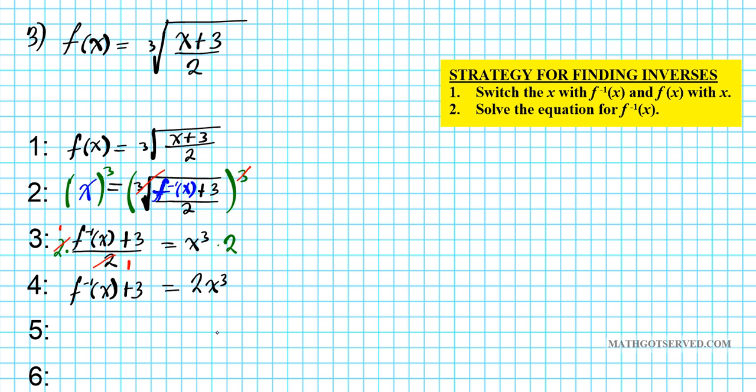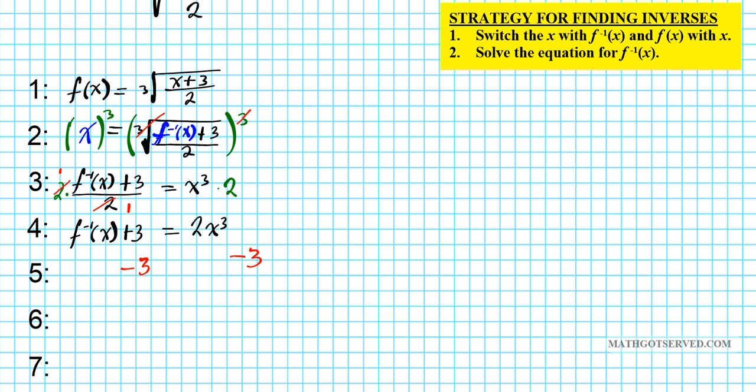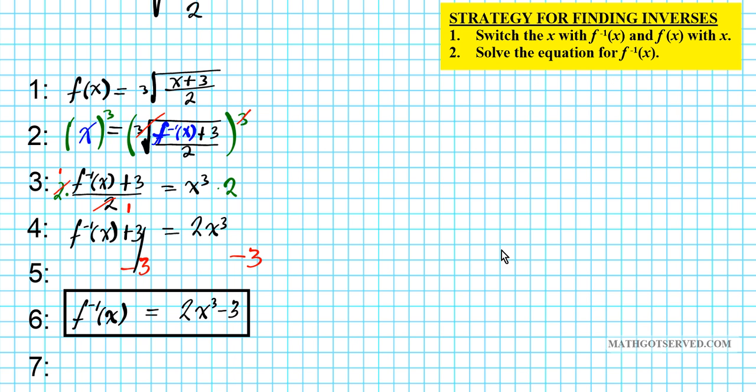To finish this problem off, we'll simply subtract 3 from both sides of our equation to get f inverse of x isolated, and that will be our solution. So we have f inverse of x, plus 3 minus 3 cancel out, equals 2x to the third minus 3. And this is your final result, the inverse of f of x.